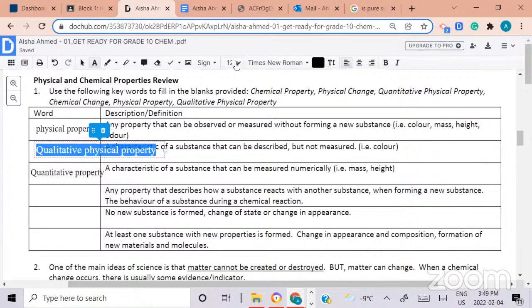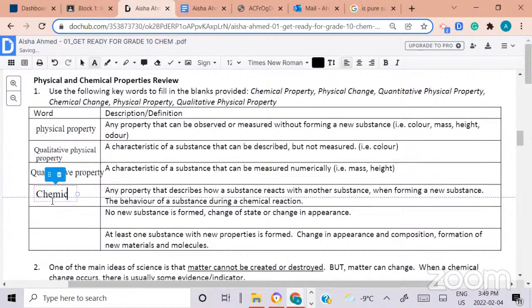Now the next three should be simple now that you understand the difference between qualitative and quantitative. So I want you to just fill out the rest of these. Okay, I'll give you a minute and then I'll explain why you're right or wrong.